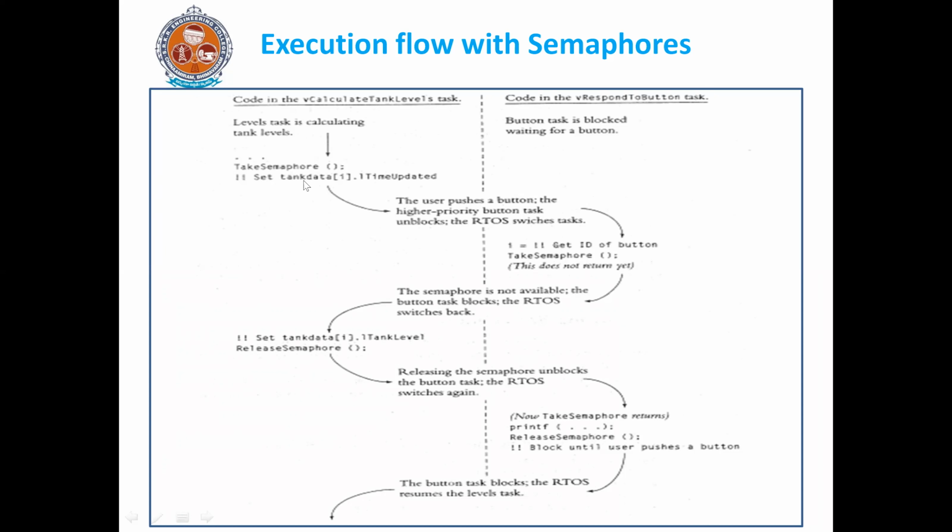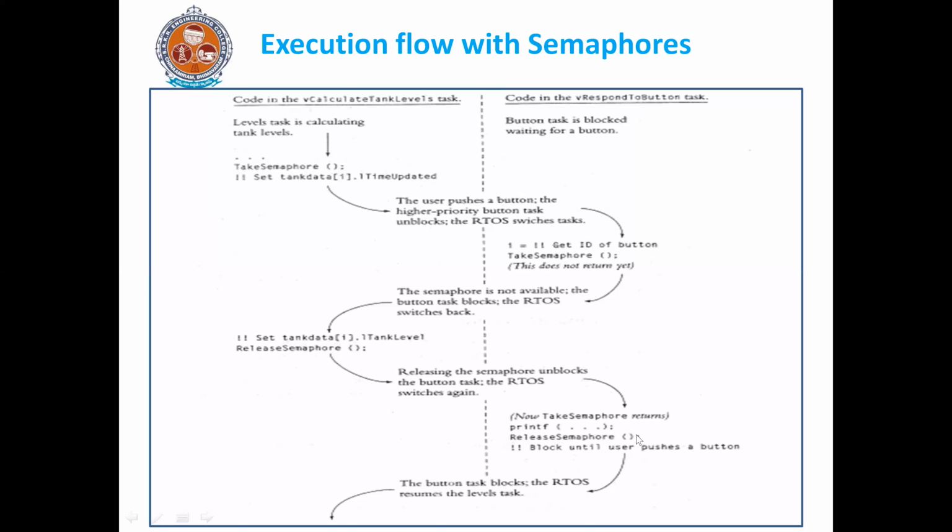Now it has already updated the time. Now it will update the tank level and then it will release the semaphore. Even though there are other instructions to be executed in this task, once the semaphore is released, since this is the low priority task and this is the high priority task that is waiting for the semaphore, this task will immediately unblock and the RTOS switches to this button task.